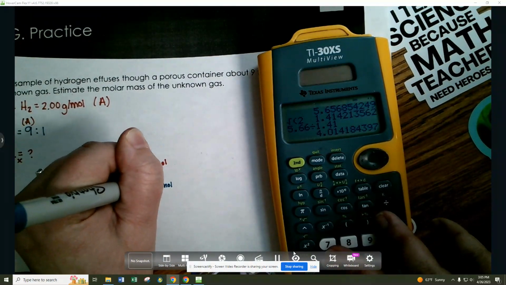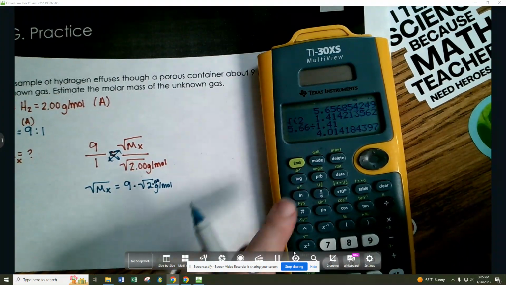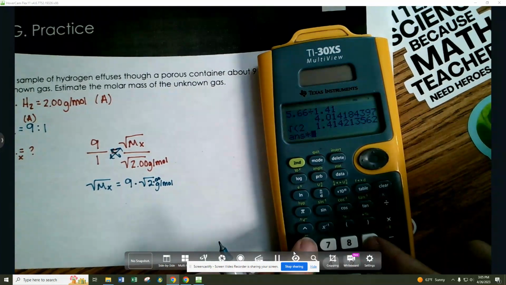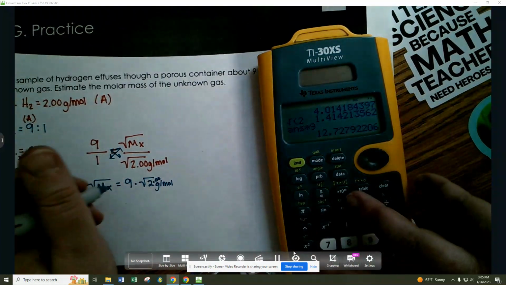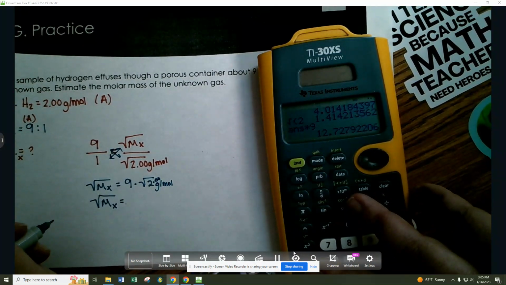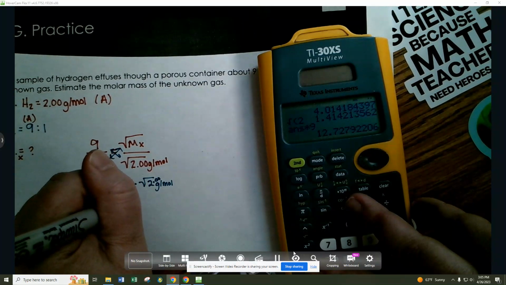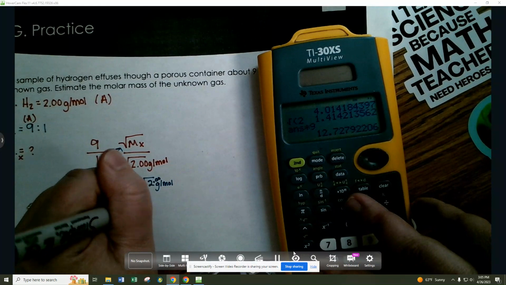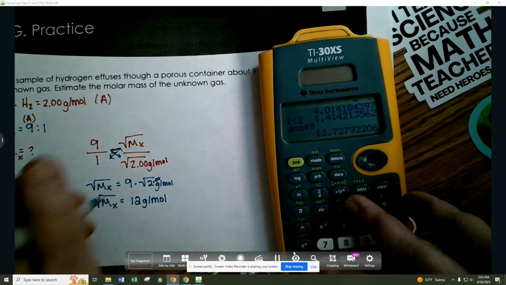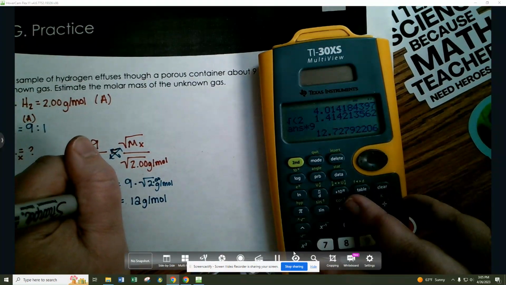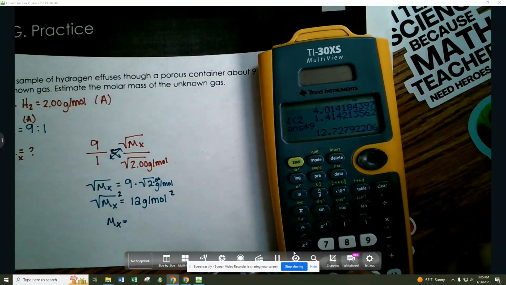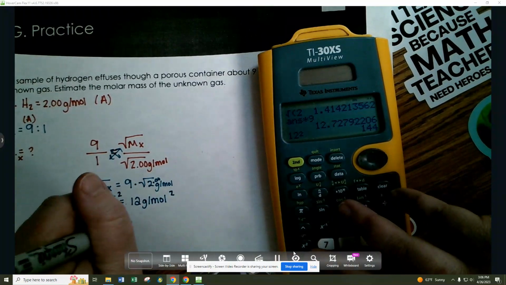And I got a little lazy here. Okay, so I'm going to go ahead and work on calculating that. So I'm going to take the square root of 2 and multiply it by 9. And we get that M of X, the molar mass of X, is equal to, we'll go with 12 grams per mole. Okay. So how do we work on getting X by itself? Well, we need to get the square root gone, and we do that by squaring. So the molar mass of our unknown gas is just going to be 12 squared, 144.